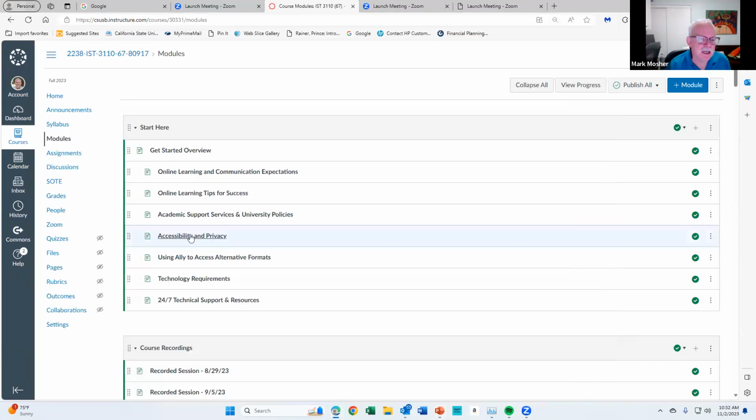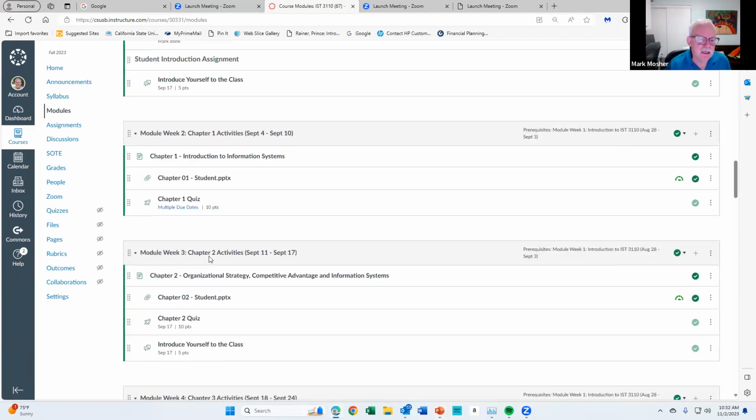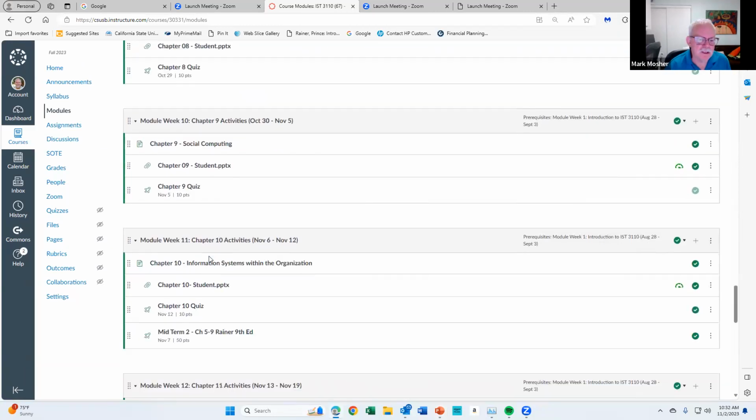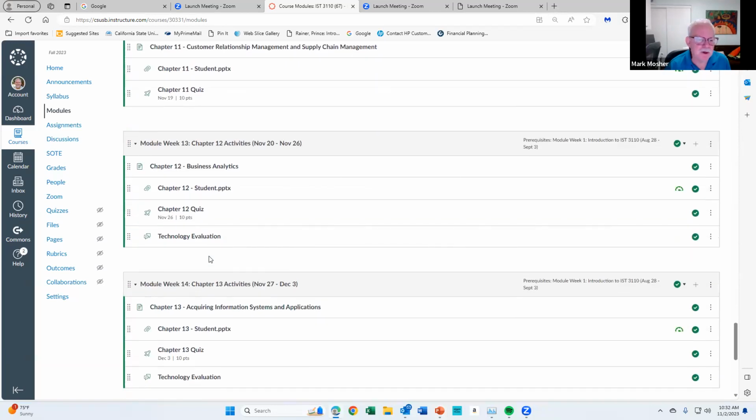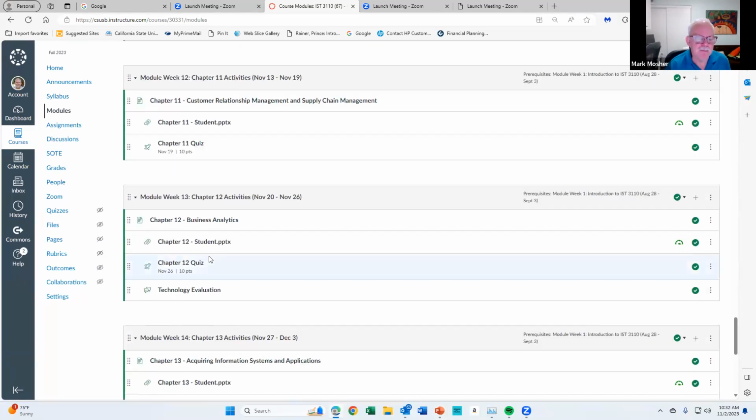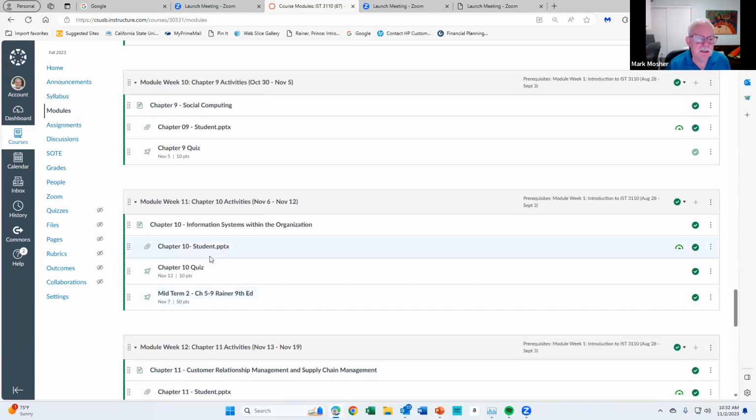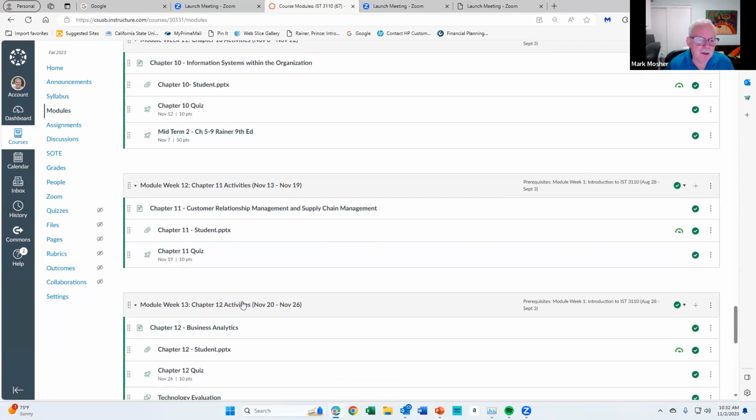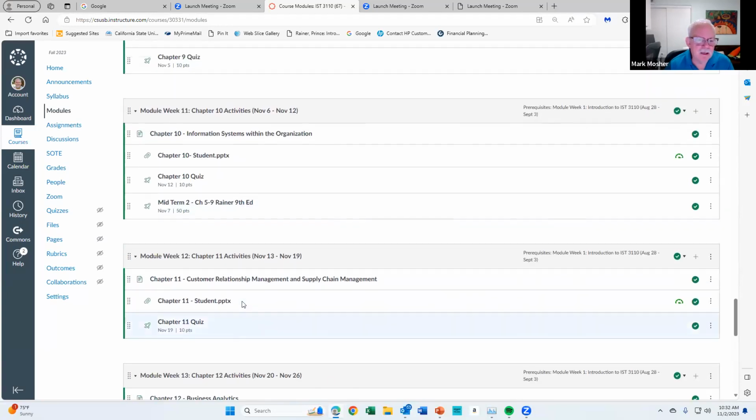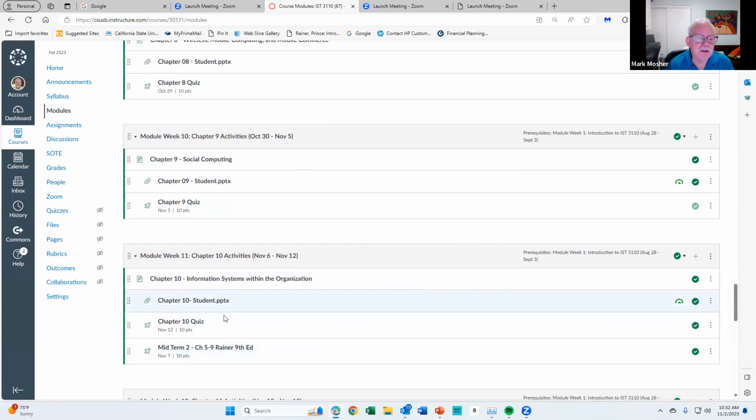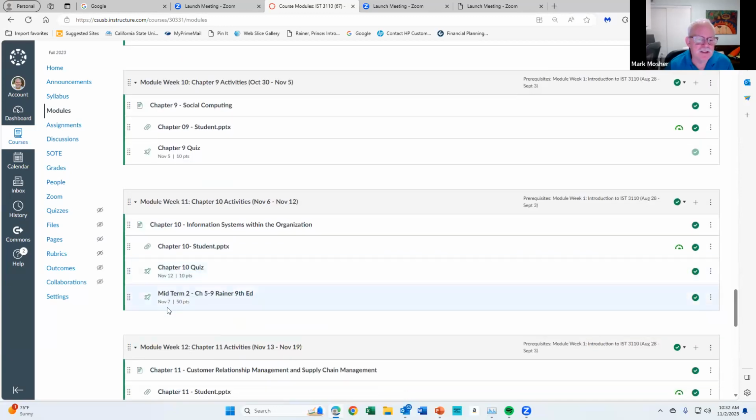Let me minimize this for a second. Here are the modules. Here's the schedule. This is where we are. We should be somewhere in, where is it? No, beginning of November. We should be right here, and I'm starting chapter 10 now. Actually, I think I need to move up the, well, no, the midterm is in that week. So here's the midterm on the 7th. It kind of confused me. I didn't see it right away.